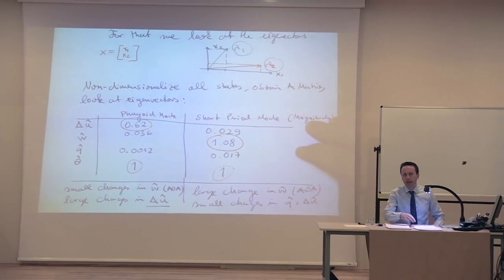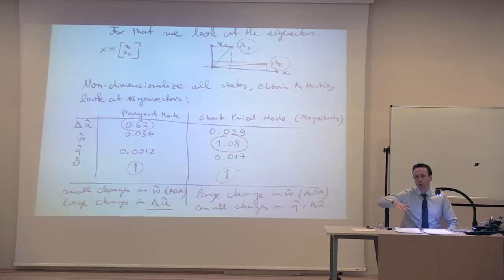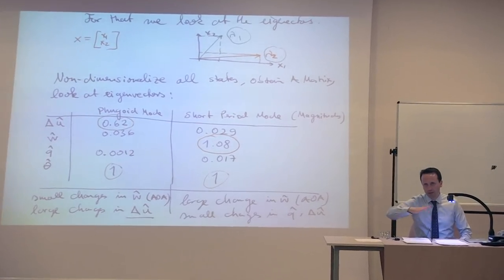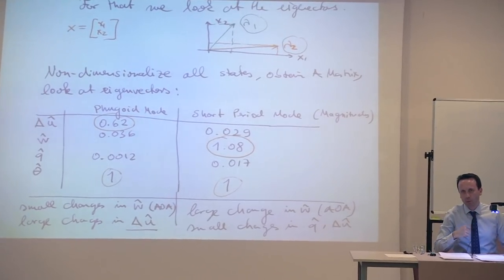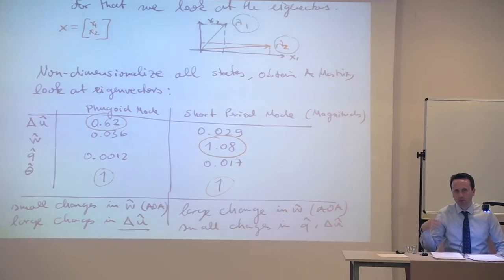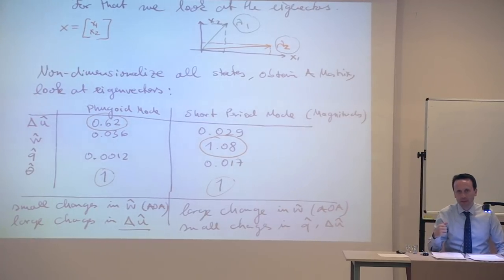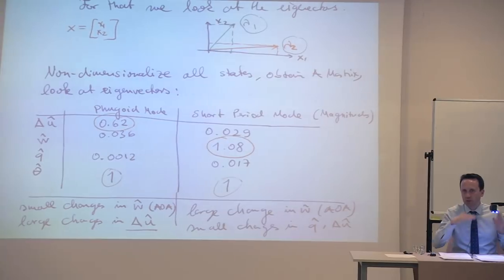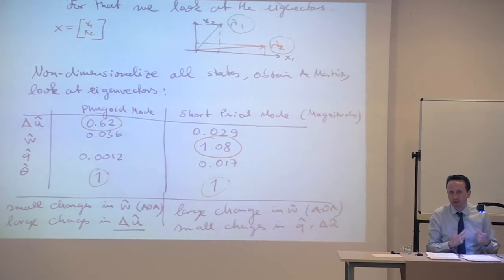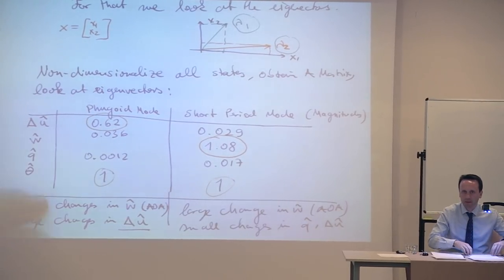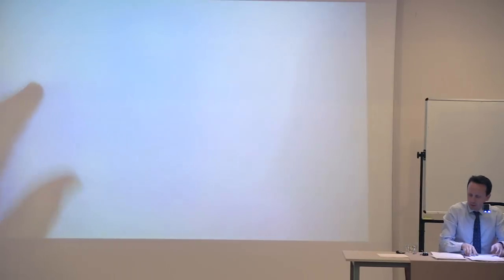I mean, you're looking at the contribution of an angle to an oscillation versus the contribution of the angular rate to the oscillation. So the angle will always be larger than the rate. Does that make sense? All right, let's do a similar thing for the lateral dynamics.